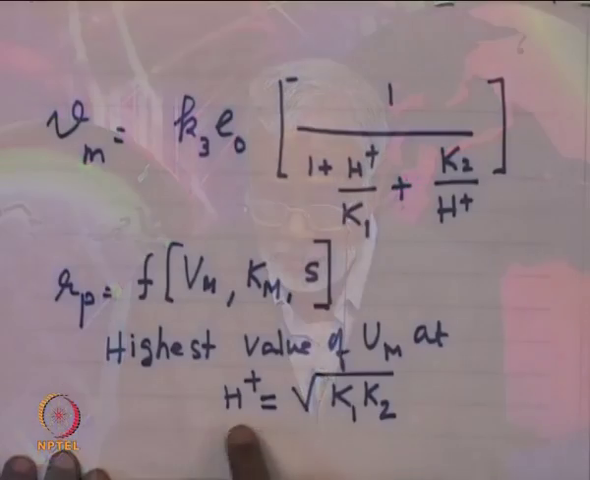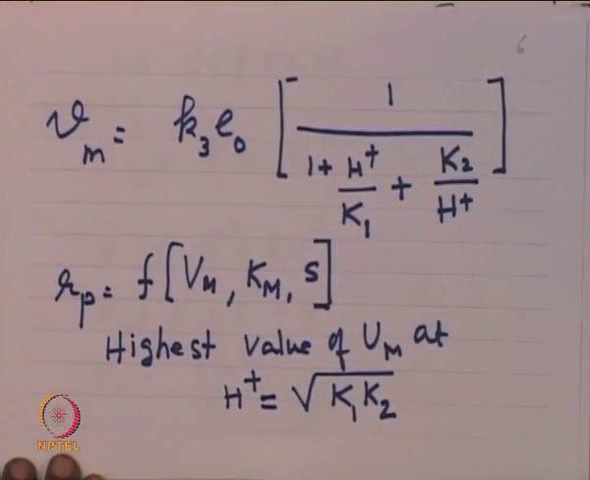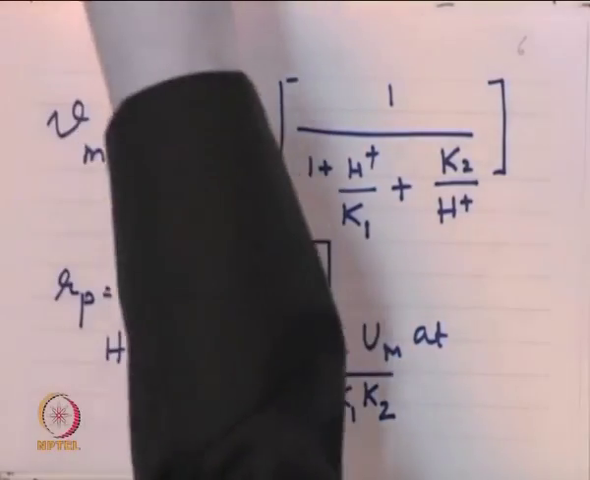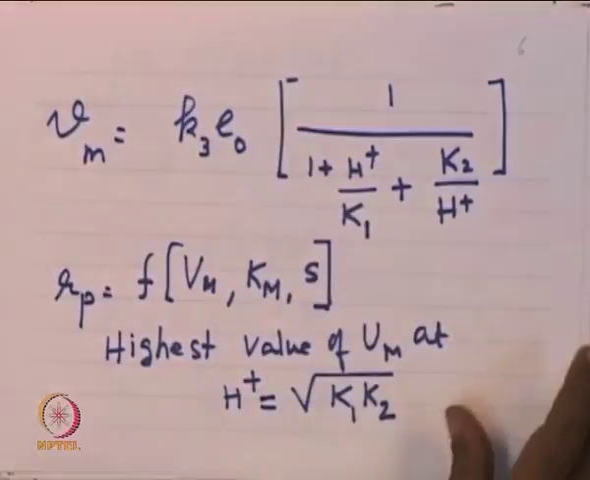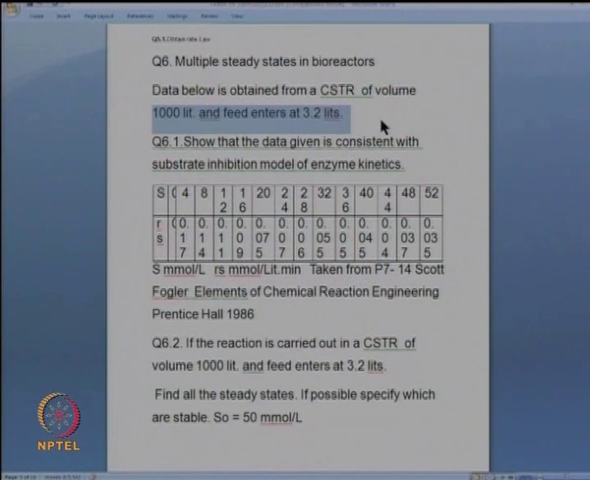Anyway, we said all these things. We also said that the best choice of pH is determined by K1, K2. Once you know K1 and K2, we know what is the best way to run the process. With this, let us go to this problem. This is an interesting problem where substrate inhibition actually affects the process. So, we want to quickly understand how we get the form of the kinetic expression for substrate inhibition.